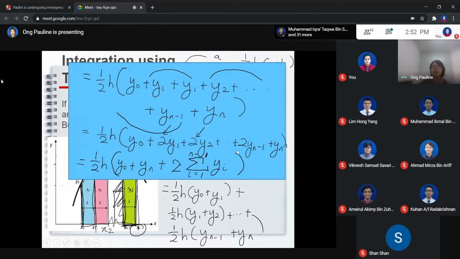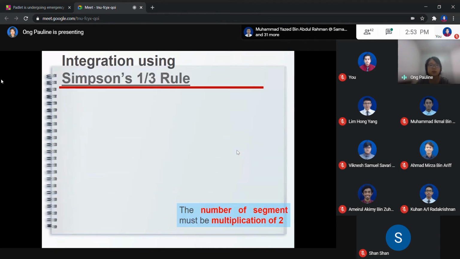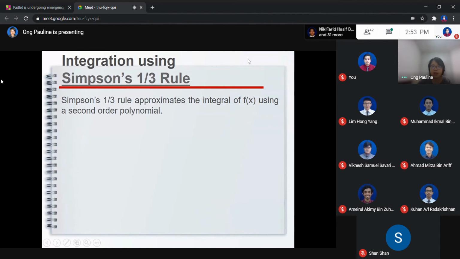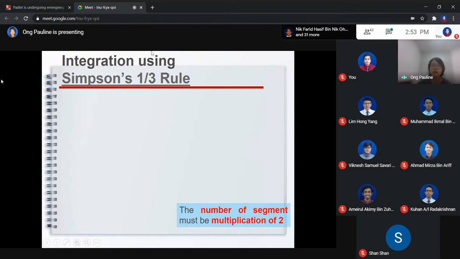Let us proceed to Simpson's 1 over 3 and Simpson's 3 over 8 rule now. We just go for Simpson's 1 over 3 rule. If you refer back to the rectangular rule, the rectangular rule.